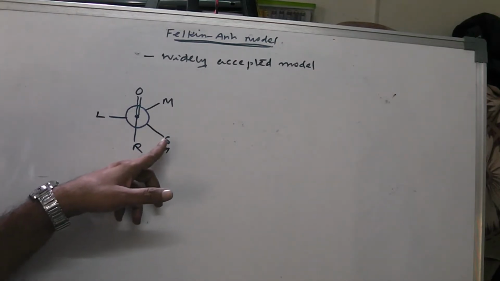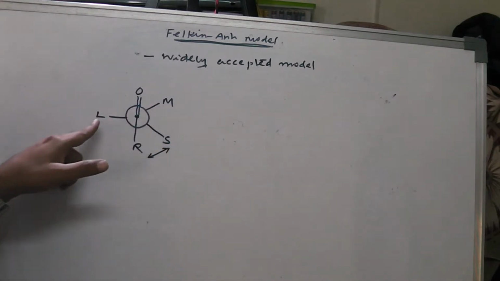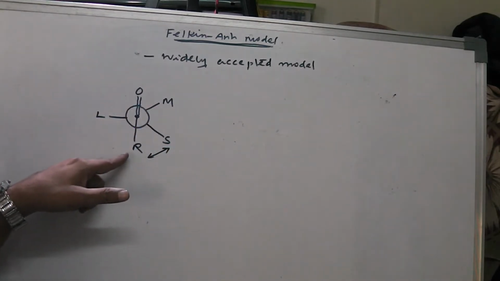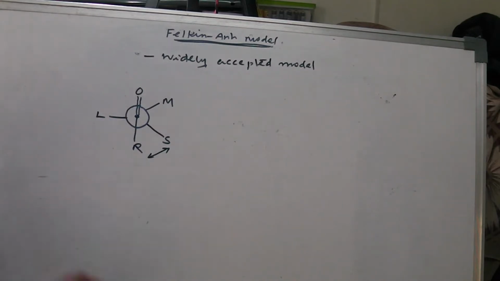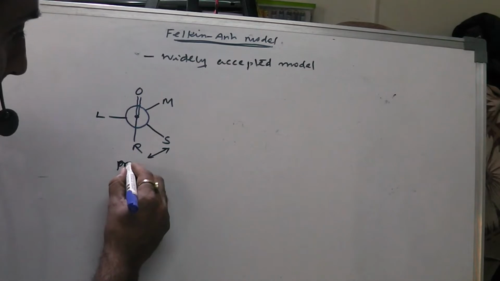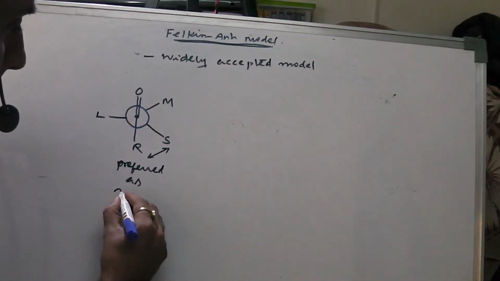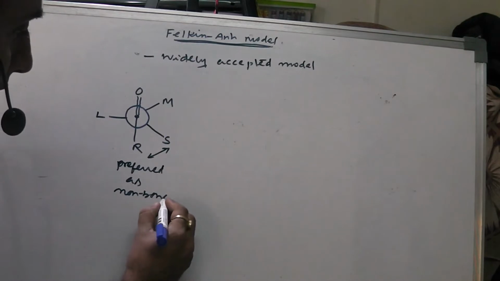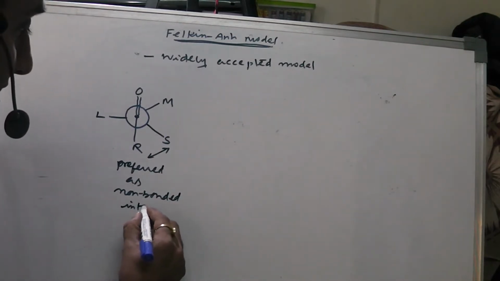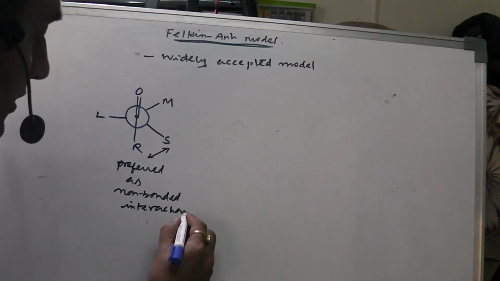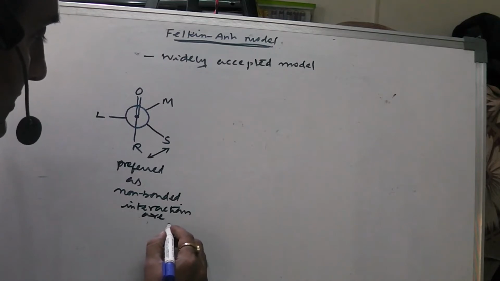A smaller group interacting with R is preferred. If the medium group or large group interacts with R, that will not be the preferred conformation. So here you can say it is preferred, as non-bonded interactions are less.